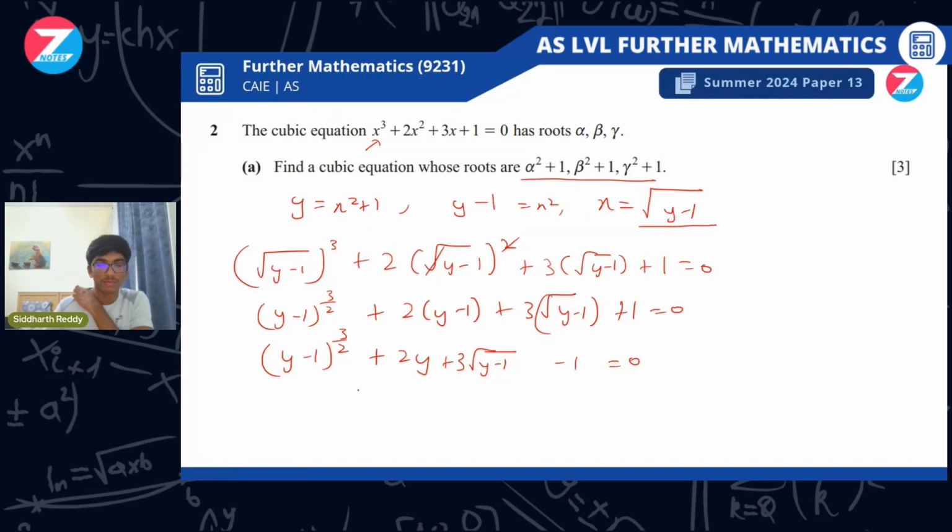So let's move all the non-root terms to the other side. Y minus 1 to the power 3 by 2 plus 3 times y minus 1 to the power 1 by 2 is equal to 1 minus 2y.